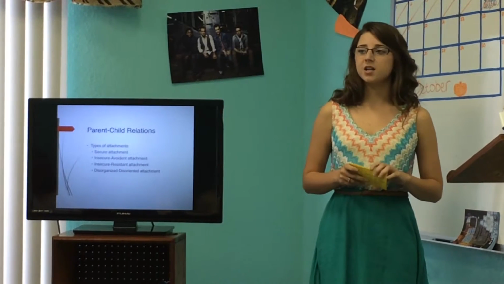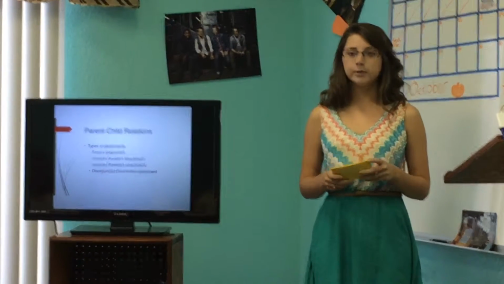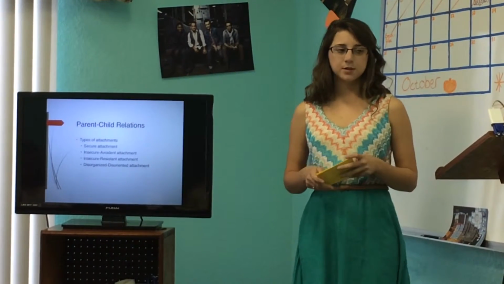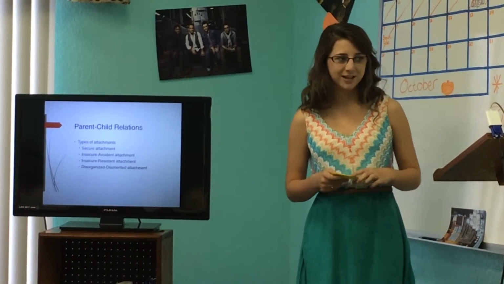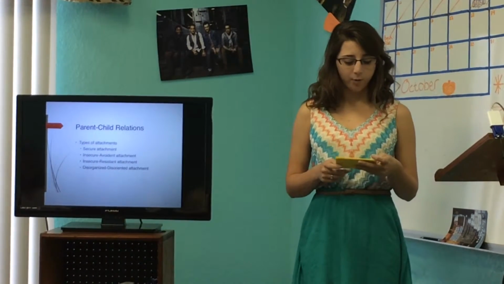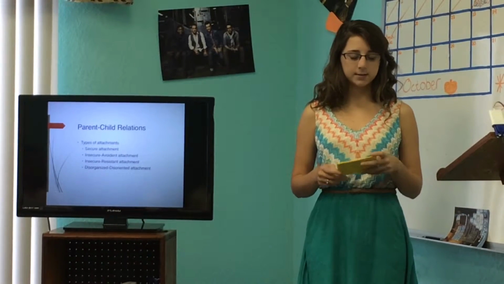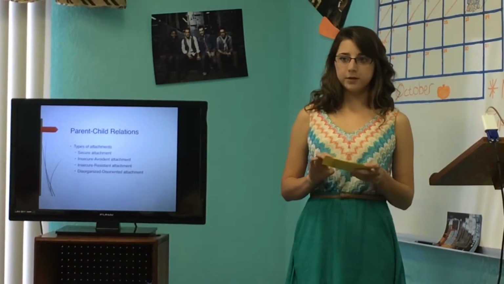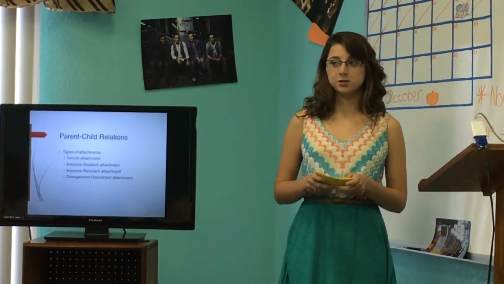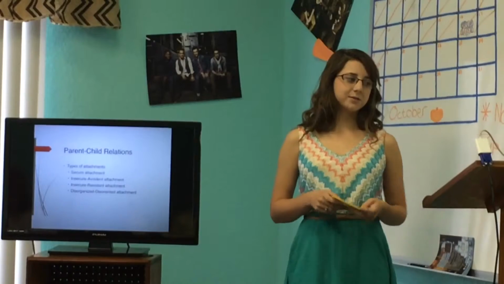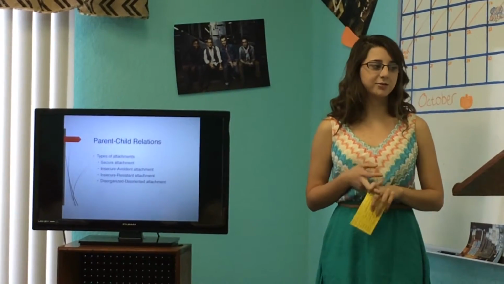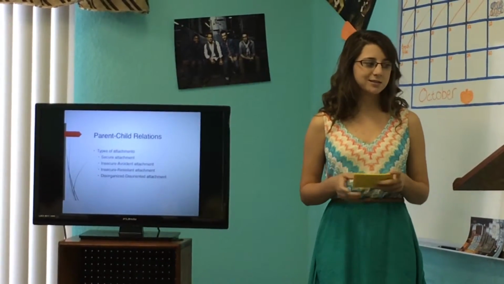John Bowlby developed the attachment theory in 1967, following Erik Erikson's theory of trust versus mistrust. The attachment theory focuses on the crucial importance of the relationship between the infant and the primary caregiver. In Bowlby's terms, if the primary caregiver is sensitive and responsive in caring for the infant, the infant will in turn learn that others too can be trusted in social relationships. There are 4 types of attachments: secure attachment, insecure avoidant attachment, insecure resistant attachment, and disorganized disoriented attachment.